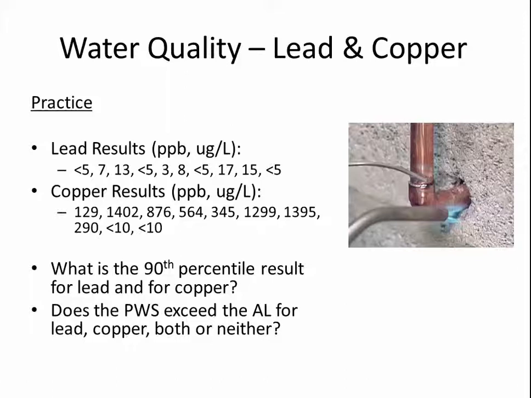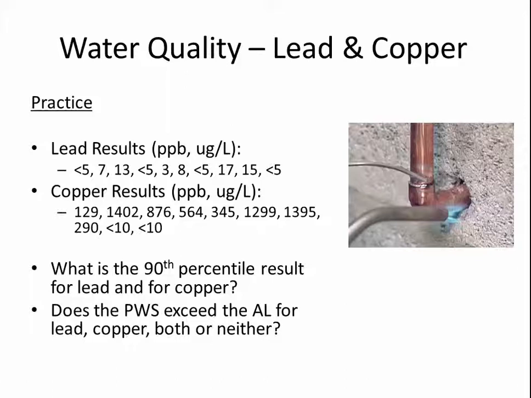So here's a practice example. The lead results we have ranging from, let's see, we've got 17 is the high, and less than 5, that's a non-detect. And it looks like there's 10 samples there, so 10 times 0.9 is 9, so the 9th highest is 15, so you're right at the action level for lead. So you meet the action level here, but you do not exceed.